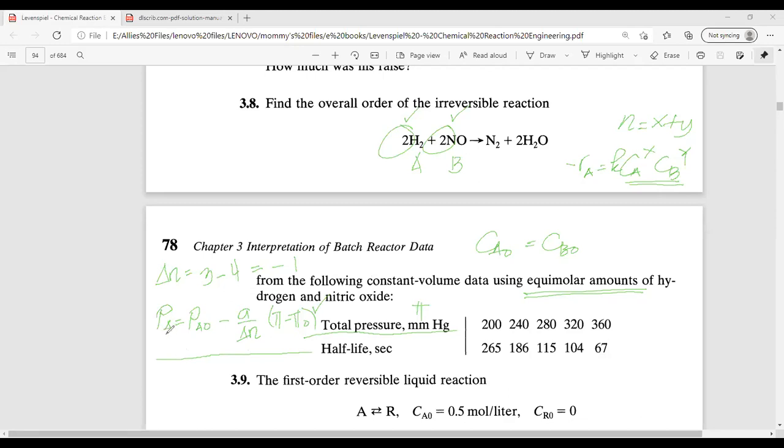If you get the PA, you can solve for the CA, which you will, of course, plot using the procedure that I have discussed just a while ago. So CA versus half-life should give you the order of the reaction with this info here that is given.